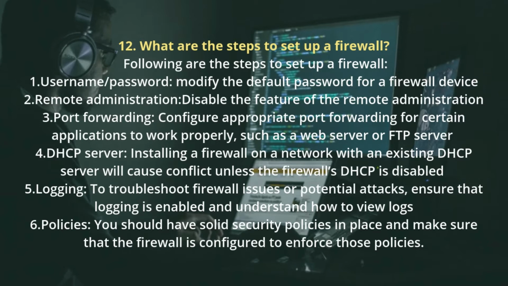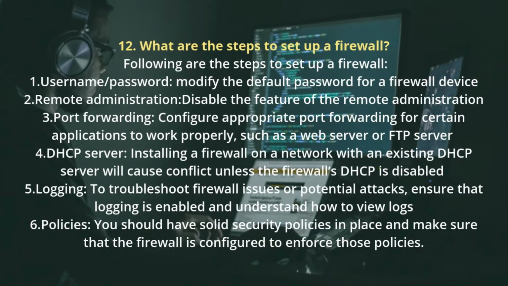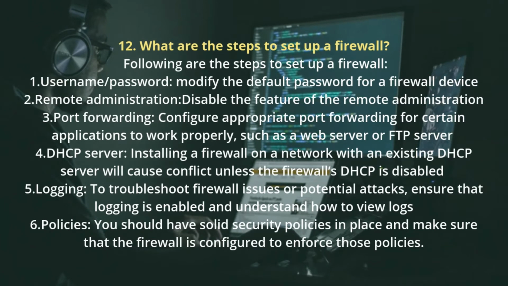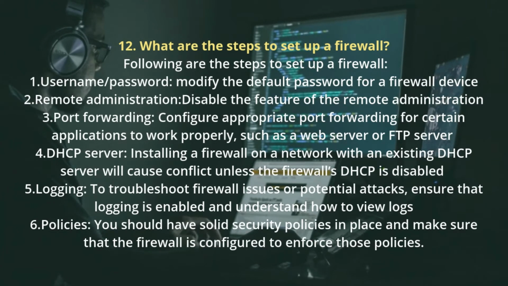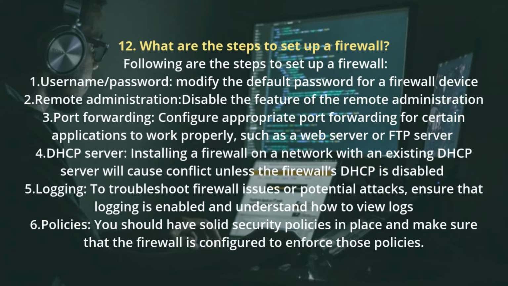Installing a firewall on a network with an existing DHCP server will cause conflict unless the firewall's DHCP is disabled. Logging: to troubleshoot firewall issues or potential attacks, ensure that logging is enabled and understand how to view logs. You should have solid security policies in place and make sure that the firewall is configured to enforce those policies.